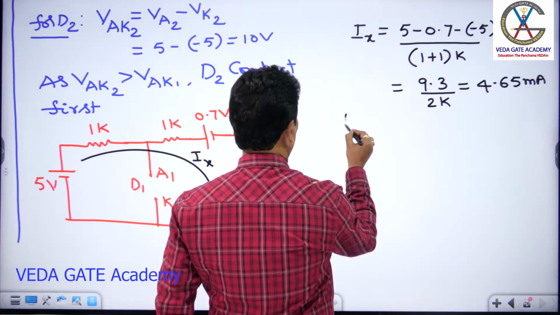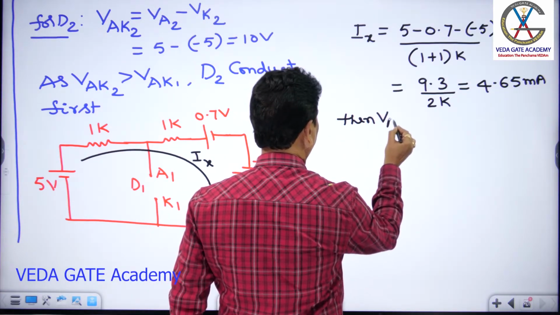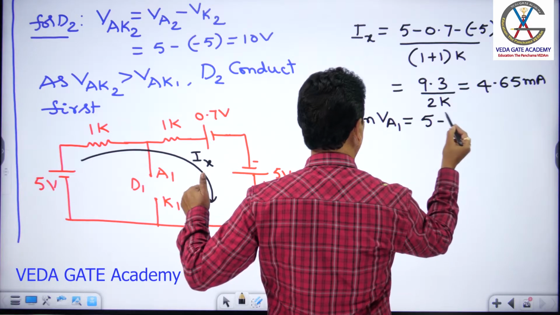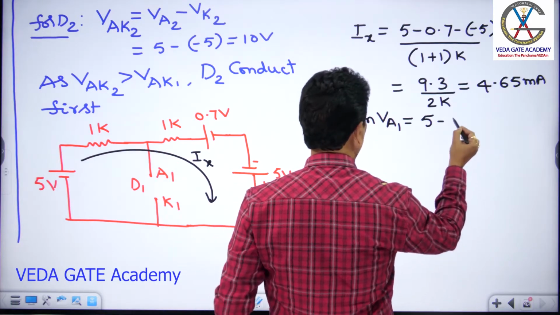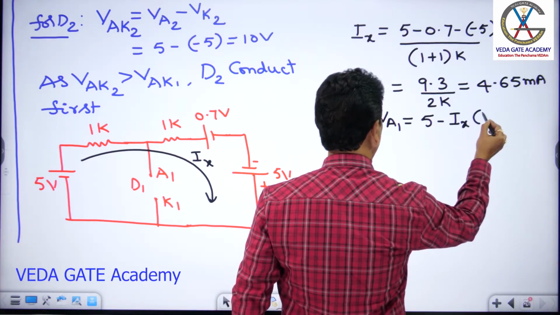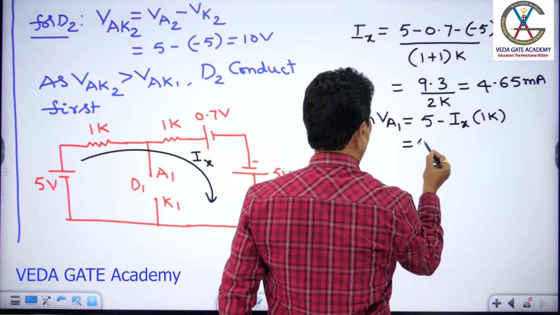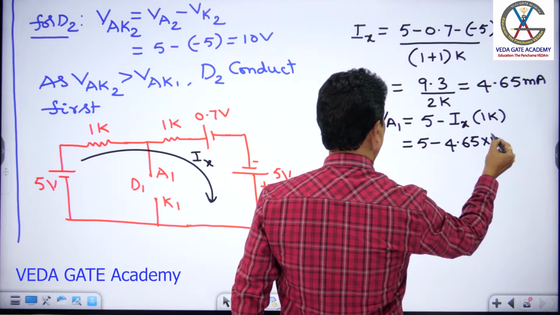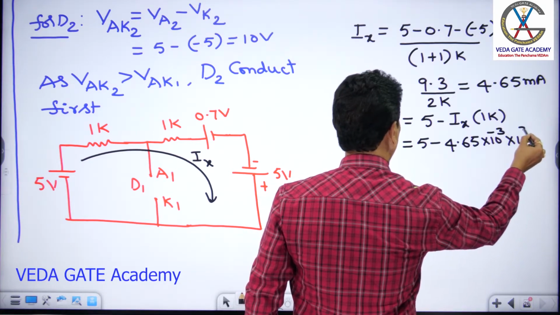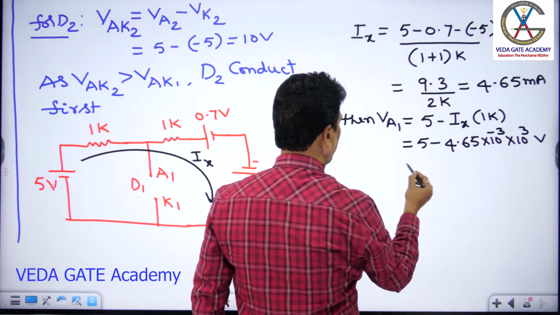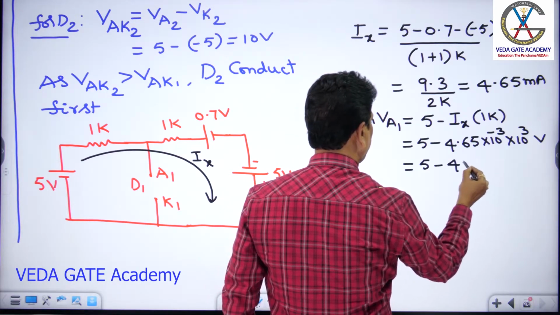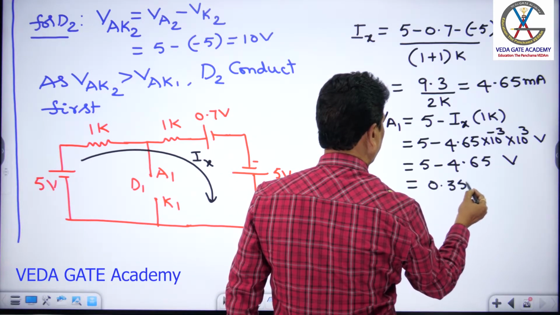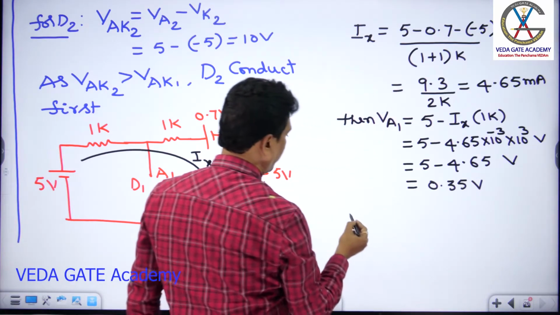Then based on that, I can calculate the anode potential for D1. VA1 equals 5 minus the concerned IR drop that you need to subtract, that is Ix into 1K. So that is 5 minus 4.65 into 10 power minus 3 into 10 cube volt. The 10 cube and 10 power minus 3 cancel out, so you get 5 minus 4.65 volt. That becomes 0.35 volt.